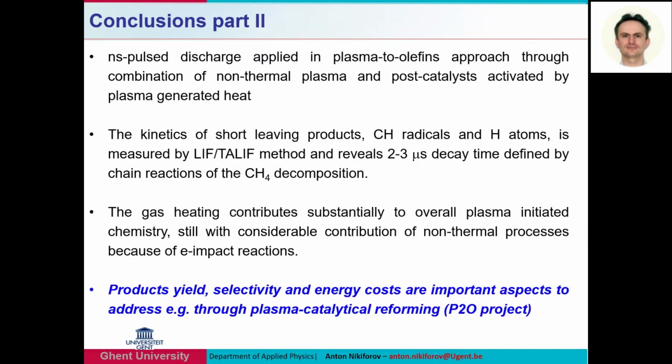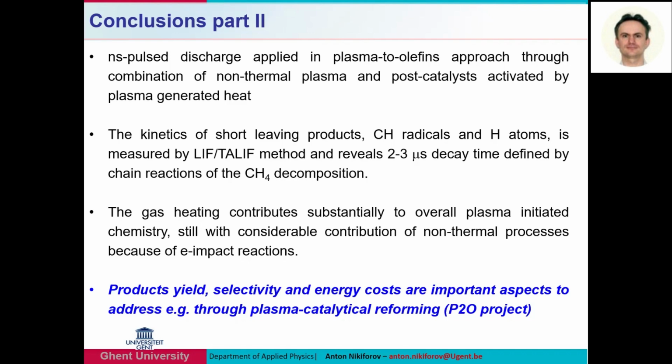This project is still ongoing. We are also now coupling the plasma reactor with a catalyst, and we got a good selectivity for the formation of ethylene. I hope I will be able to give the final results at the conference in the summer. Today I want to give just intermediate conclusions from this research, which we are still doing. A nanosecond discharge was applied for plasma to olefins. So we want to make olefins from natural gas.